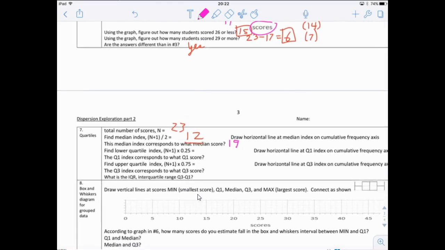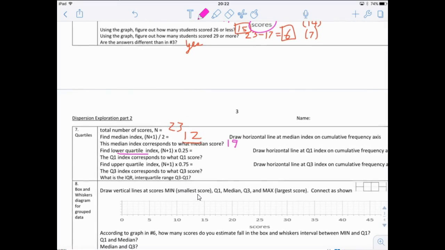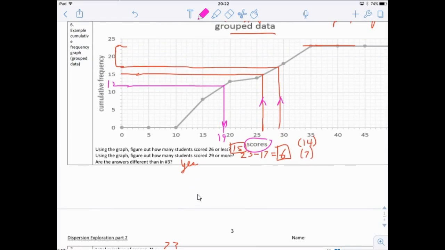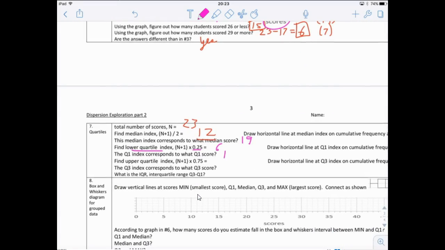Now, find the lower quartile index, which is 1/4 times (n plus 1), so 24 times 1/4, which gives you 6. That gives us an index. We draw a horizontal line from 6, hit the line, and then go down, which gives us 14. So that means our Q1 is 14. I don't remember if that's exactly what we got for Q1 before or not.